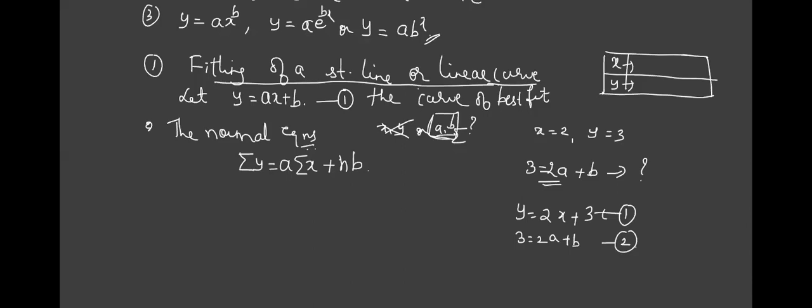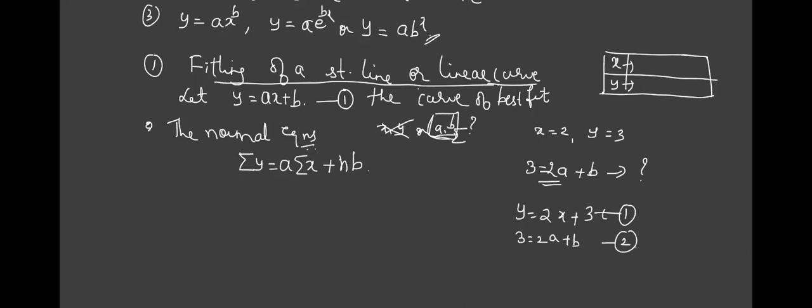Now, how many unknowns are here? We want A and B. Count the number of unknowns. 2. So to solve two unknowns, how many equations are required? 2 equations. So we have to write 2 normal equations here.